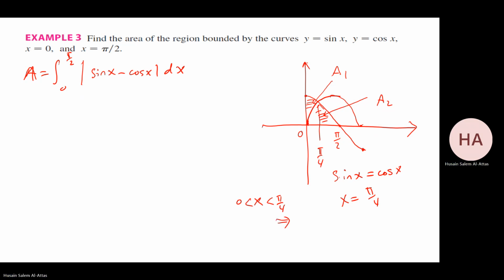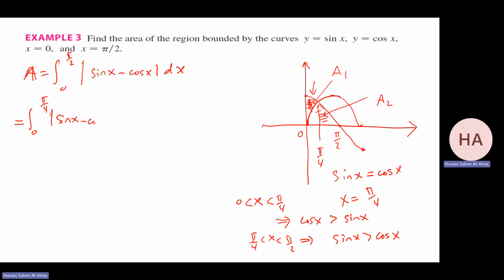Then cosine x would be greater than sine x, above sine x. In this period, cosine is the upper function. If x is between pi over 4 and pi over 2, then it's the opposite. I have sine x above cosine x. So now I split the integral into two parts. This is the first problem, and because this is very important, I will do it in detail. Plus the integral from pi over 4 to pi over 2.